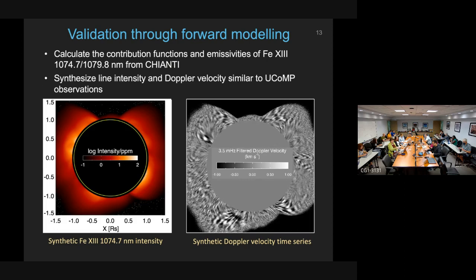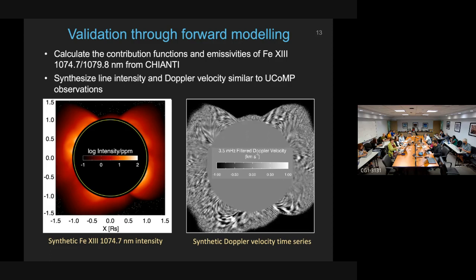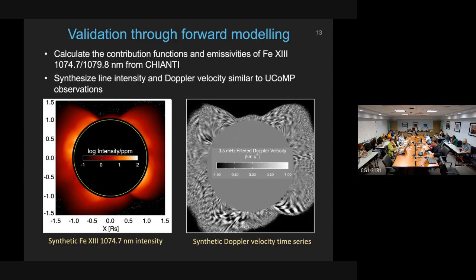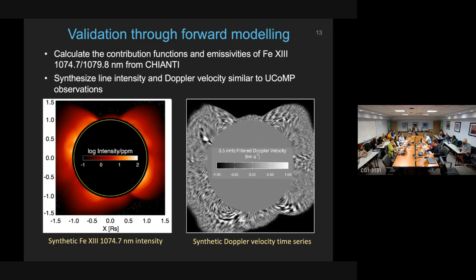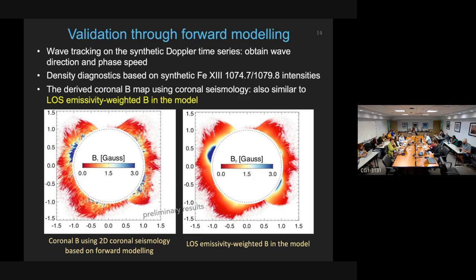So here on the right, this is a synthesized Doppler velocity movie, which is quite similar to what we can observe using UCoMP. And if we apply our 2D coronal seismology method to the synthesized signals, we can also obtain a magnetic field map. So here on the left, this is the coronal magnetic field map obtained using the coronal seismology method based on forward modeling. And on the right, it is the emissivity weighted magnetic field in the AWSoM model.